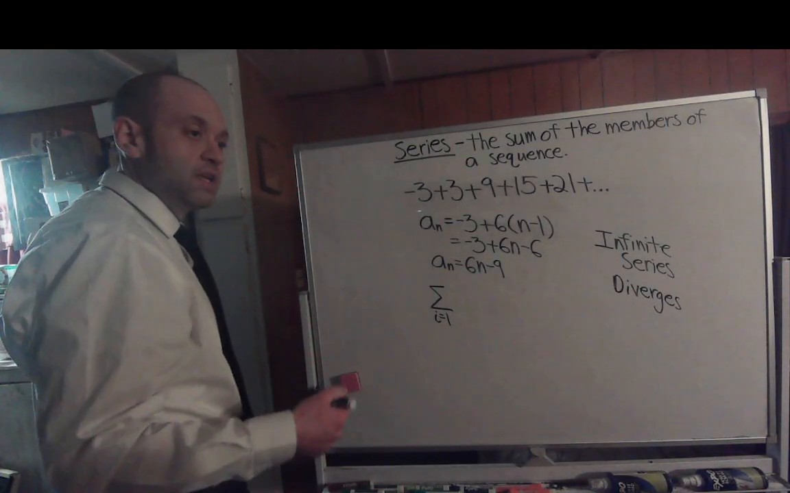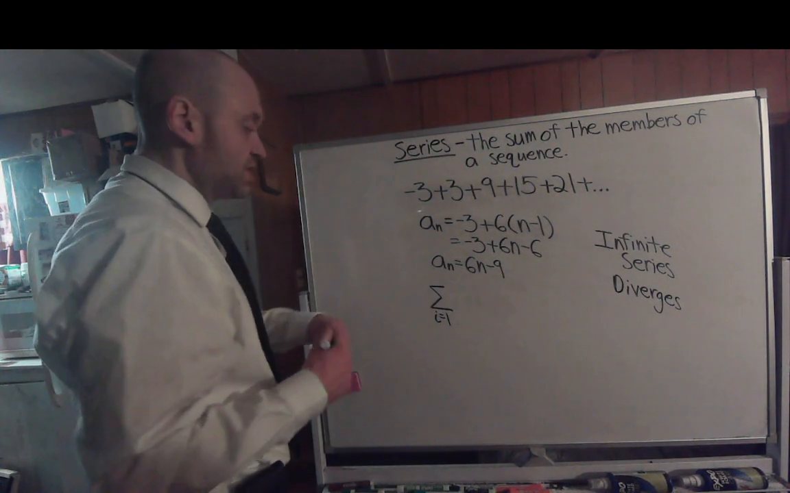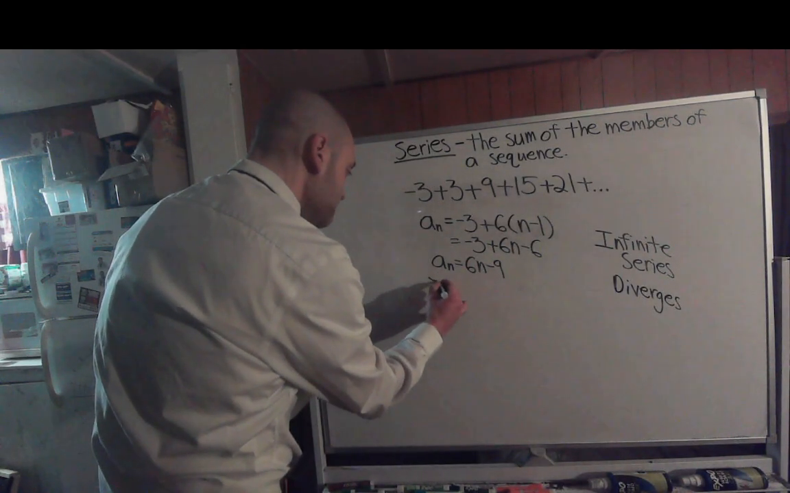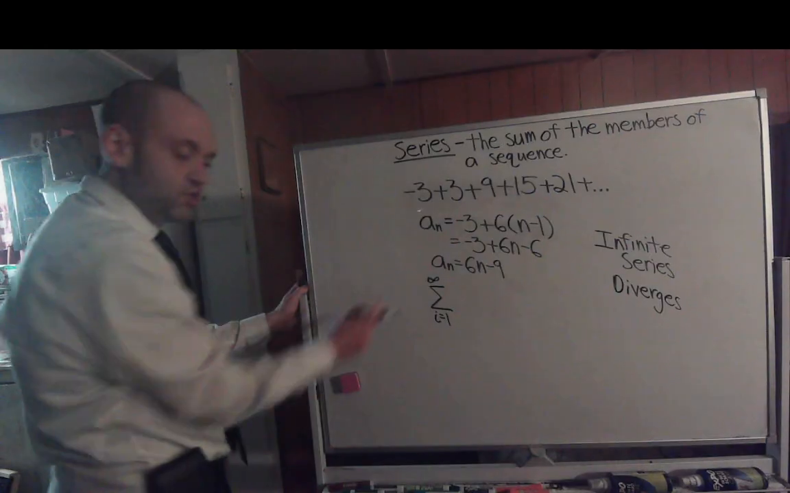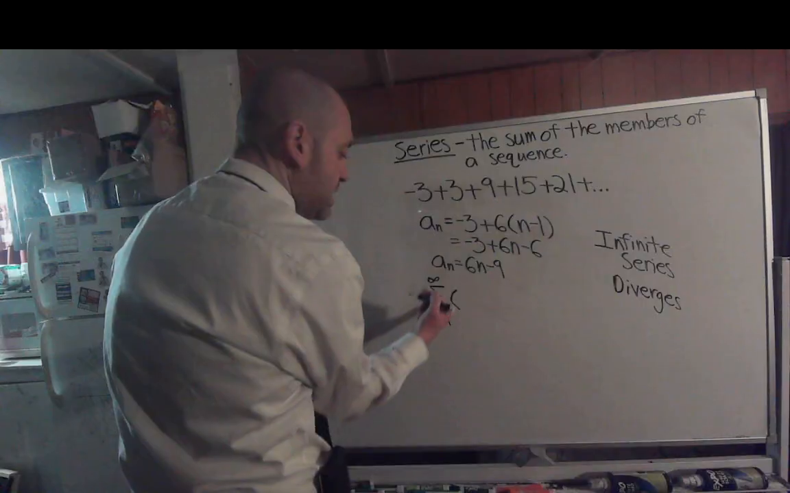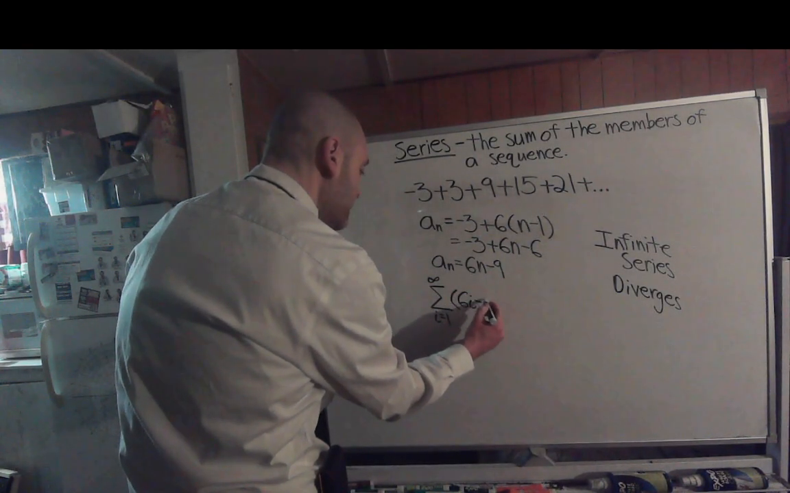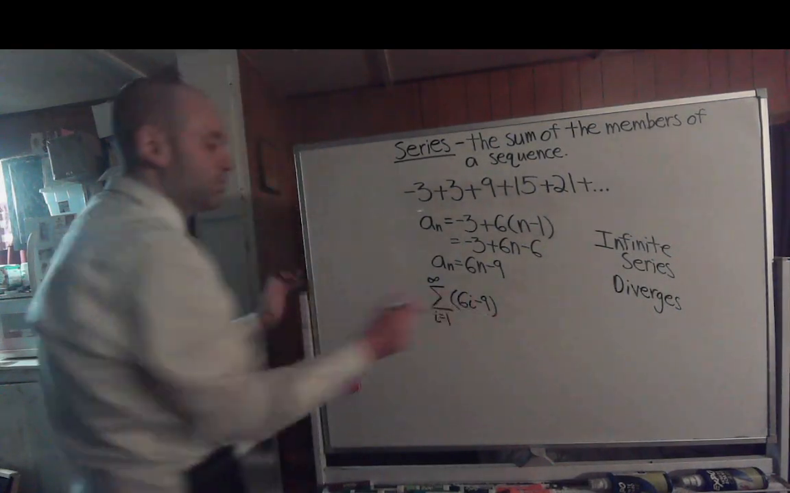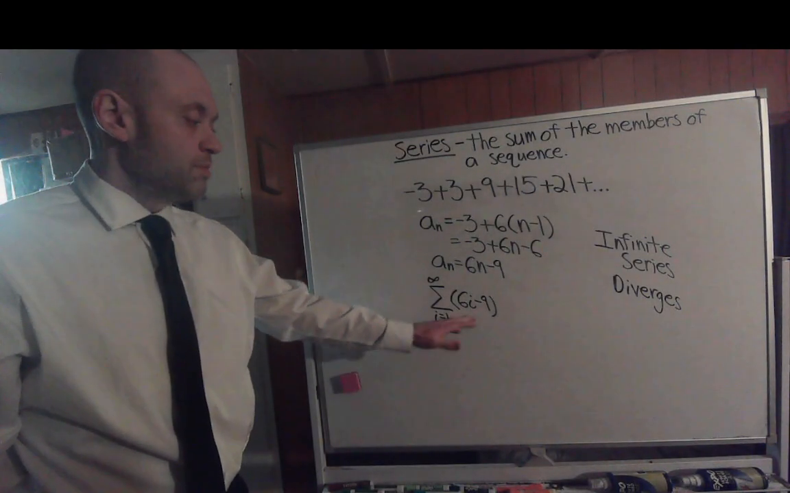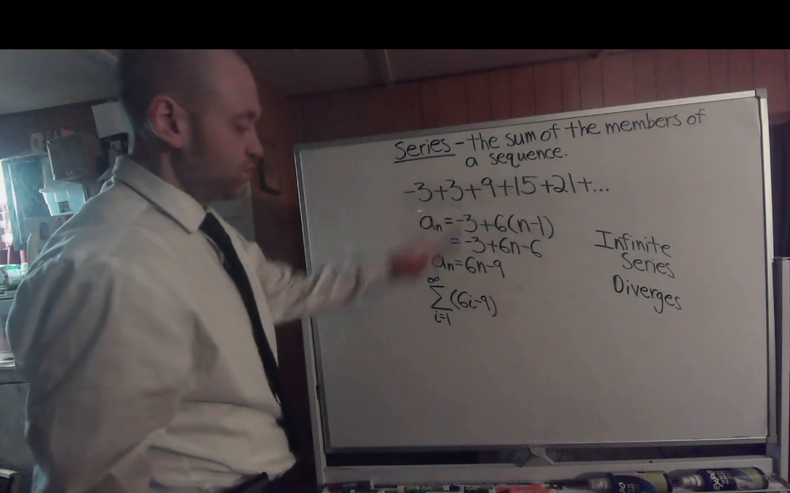It'll go to infinity. So, anyway, you start with your first number, and since it goes to infinity, you'll put the infinity symbol at your upper limit of summation. And then for the formula, you'll just put in that 6i minus 9. That would be the formula here for the sum. So that's what all this would turn into.